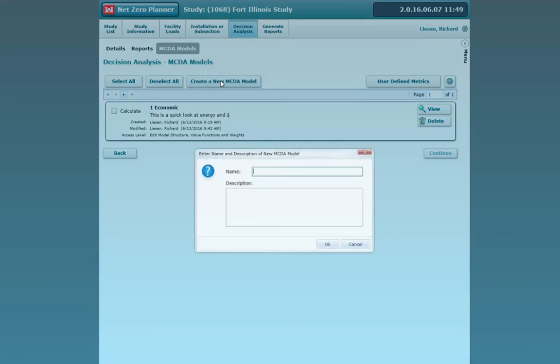So we're going to go to our second model, and we're going to call this model economic with total and annualized. And so what am I trying to do? I'm trying to add in a different look.